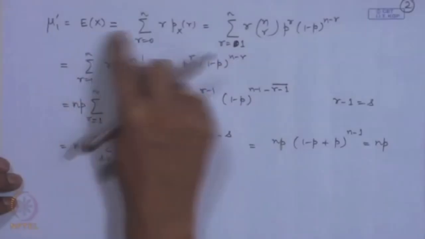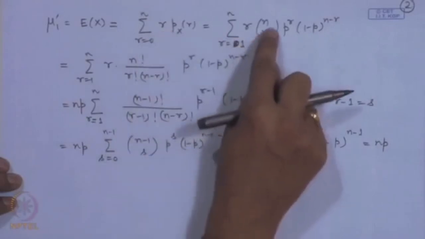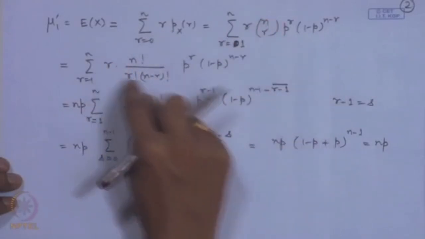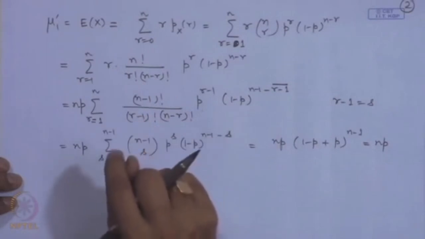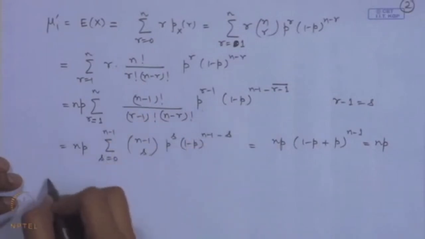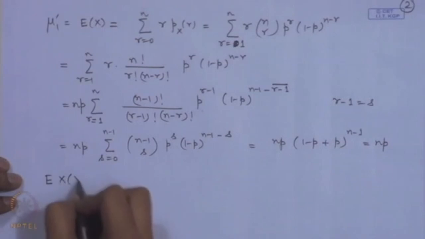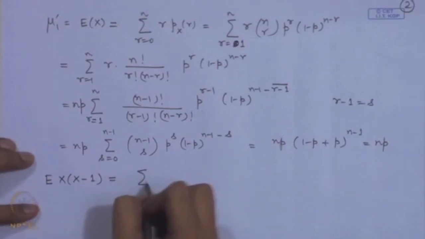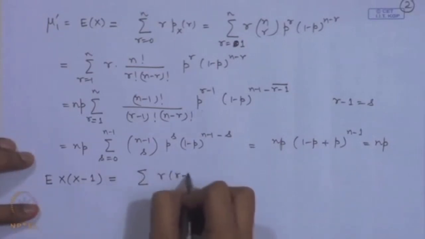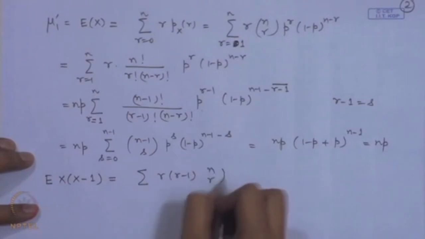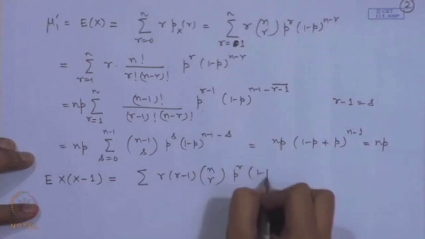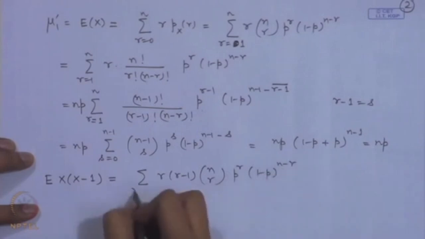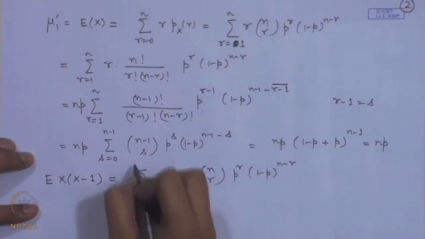Now, the way we have done the calculation for expectation of x, we have actually split this combination term and cancelled out one of the terms in the factorials. Therefore, it is beneficial if I calculate the so called factorial moments. So, let us look at expectation of x into x minus 1. So, that is equal to sigma r into r minus 1, n c r, p to the power r into 1 minus p to the power n minus r, r is equal to 0 to n.